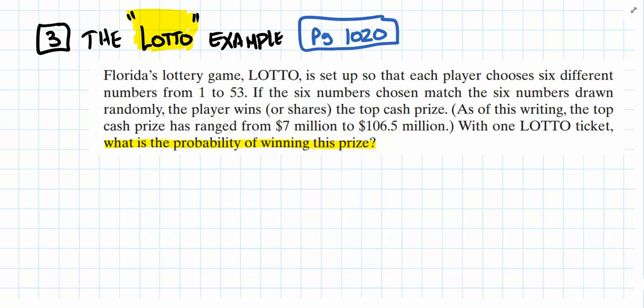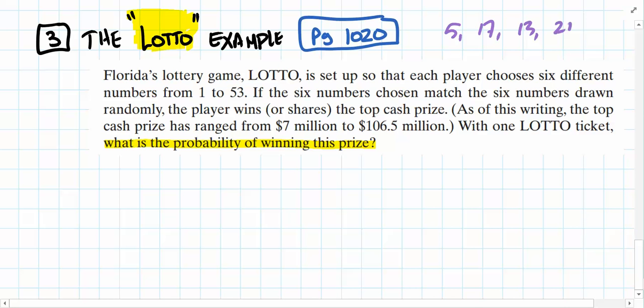Really good fun problem here. One thing to note is that it does not matter the order in which our numbers match. As an example, let's say the winning ticket was 5, 17, 13, 21, and so on, 1, 2, 3, 4, 5, 6. It doesn't matter what order those are picked.